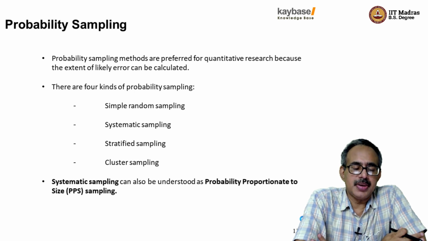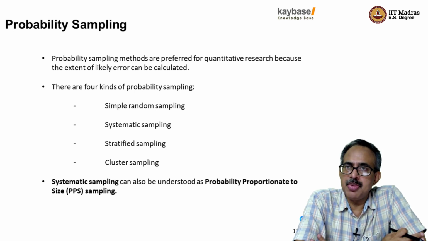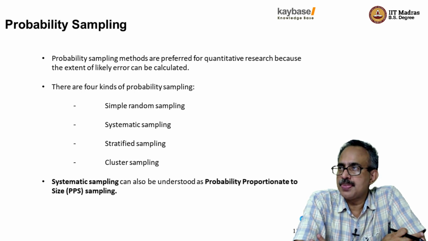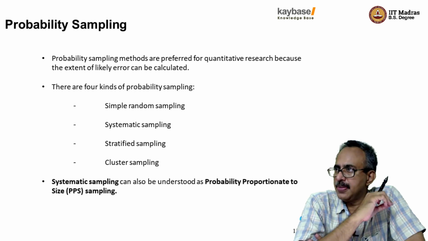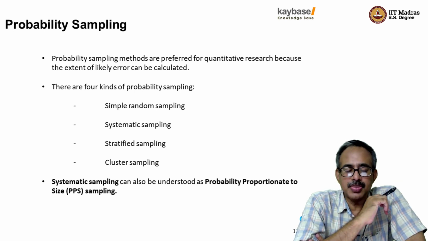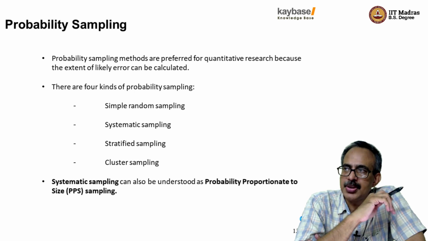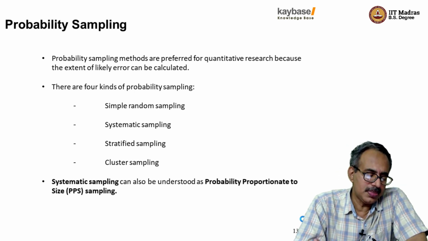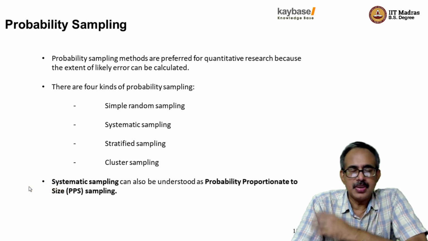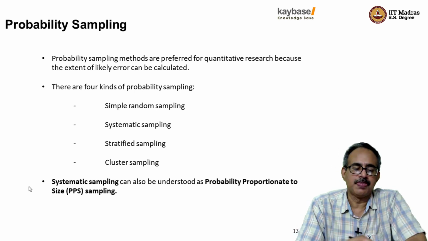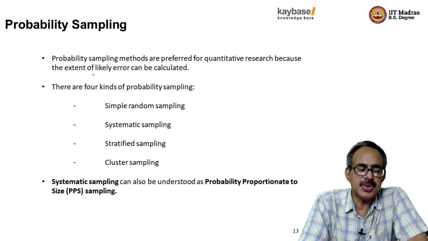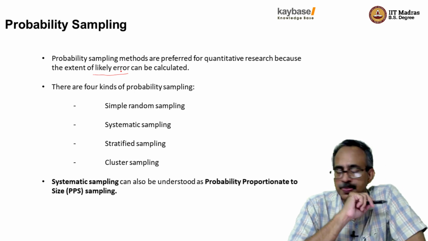Right. Just to refresh your memory, probability sampling methods are preferred for quantitative research because you can calculate the probability of any one person being selected. It also calculates something called the likely error. We will come to these concepts later when we talk about the basic statistical fundamentals based on which market research sampling is done. For the time being, let's just remember this and not worry too much about it.